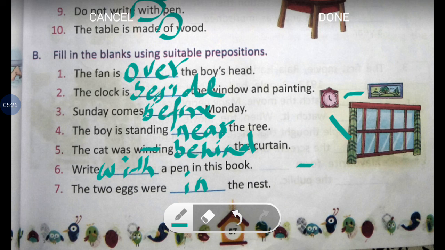I am leaving the rest of the sentences of the exercises for you to solve. Okay, do it and send me for correction.